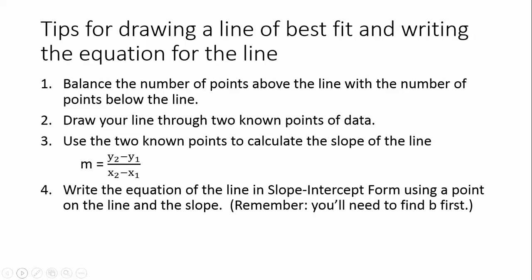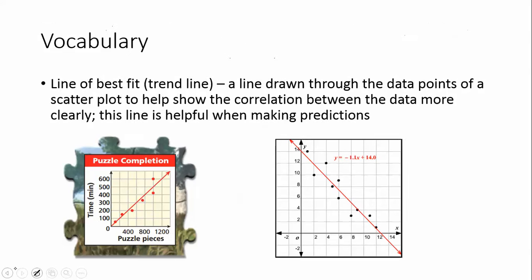So then what I want to talk about are the tips for drawing a line of best fit and writing the equation for the line. So when you draw a line of best fit, the first thing you want to make sure you're doing is balancing the number of points that are above the line with the number of points that are below the line. And I'm going to go back a slide to the previous graph so you can see what we mean here.